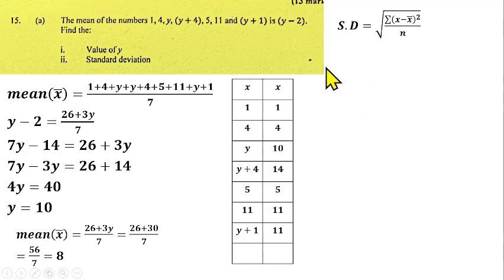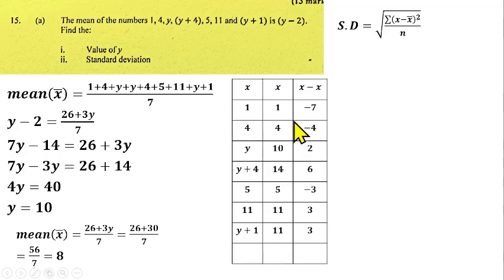Then the next thing to compute is to complete our deviation, which is x minus x bar. Our x bar is 8, and this is our x. So therefore we have 1 minus 8, that will give us minus 7. 4 minus 8 is minus 4. 10 minus 8 is 2. 14 minus 8 is 6. 5 minus 8 is minus 3. 11 minus 8 is 3. 11 minus 8 is also 3.